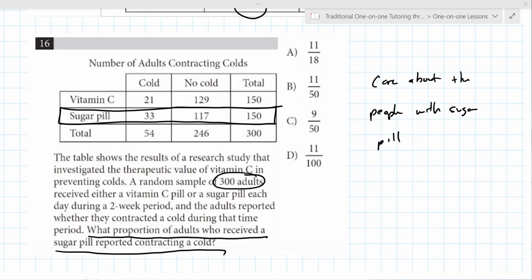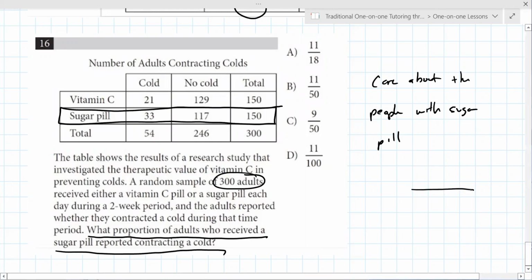Okay, all right. So I'm going to be doing what proportion are received. The total is, so you have to subtract, right? You want to know how many people took the sugar pill. So how many people took the sugar pill? Let's just start with that.